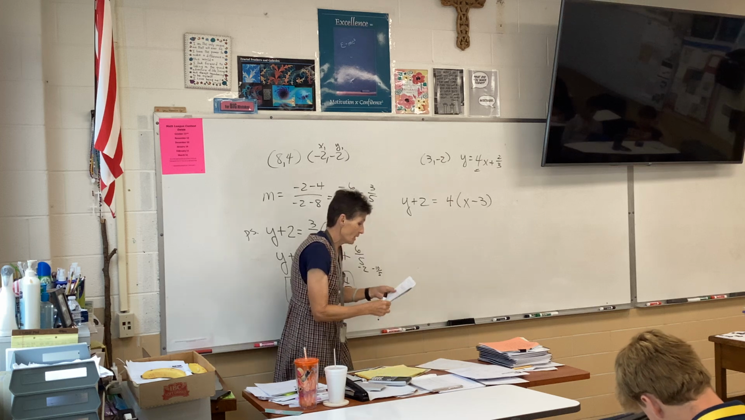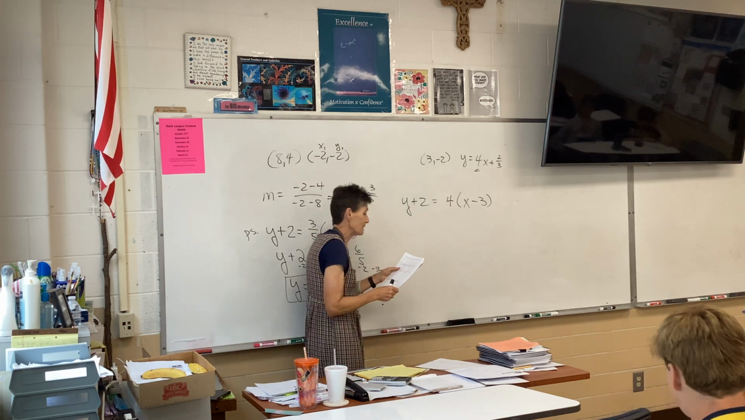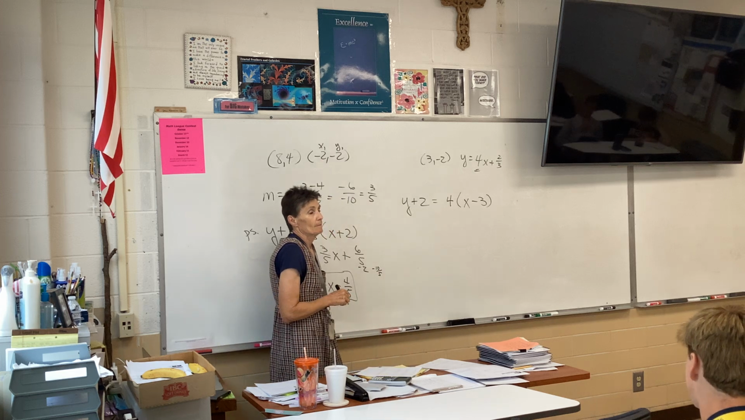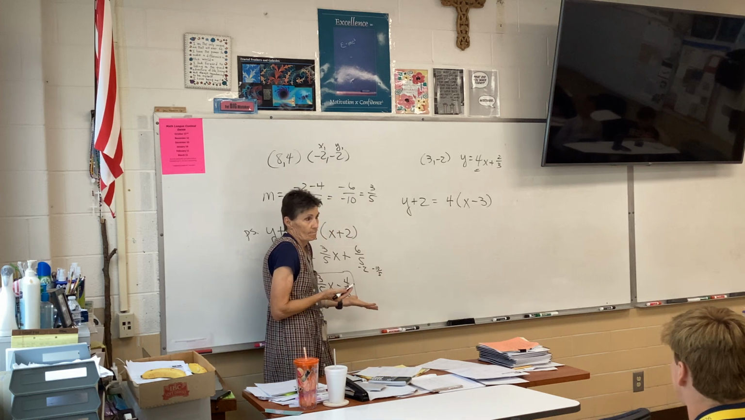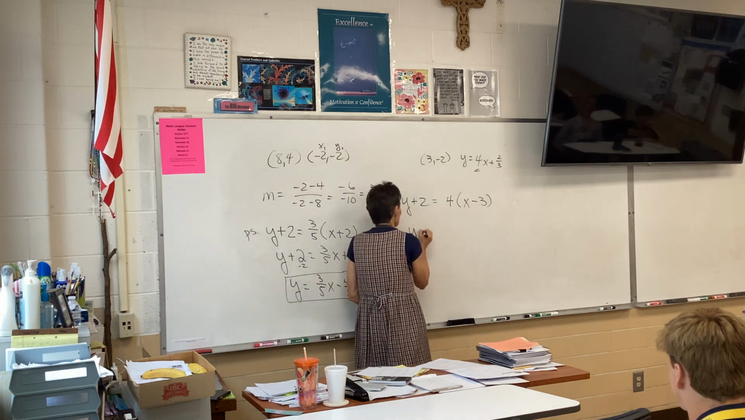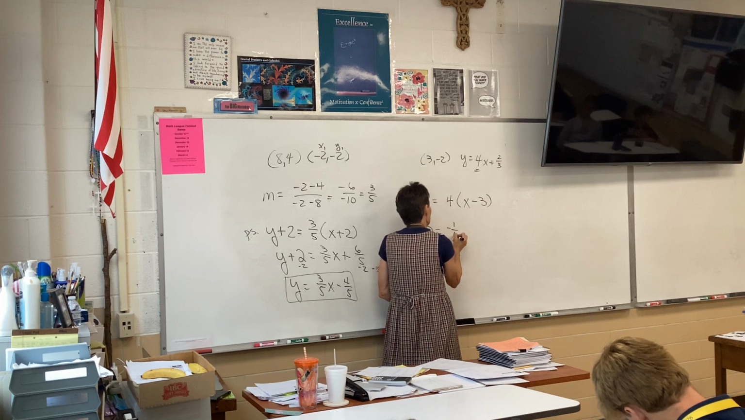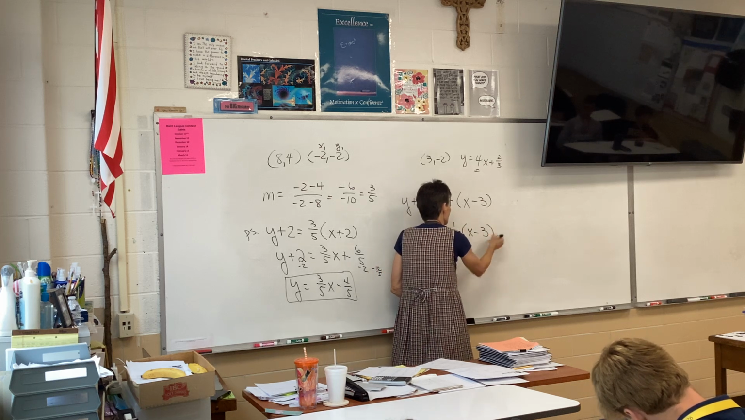Write an equation for the line containing, oh, same thing, only this time we're doing perpendicular. So we're going to write exactly the same thing, but instead of using 4, we will use negative 1/4.